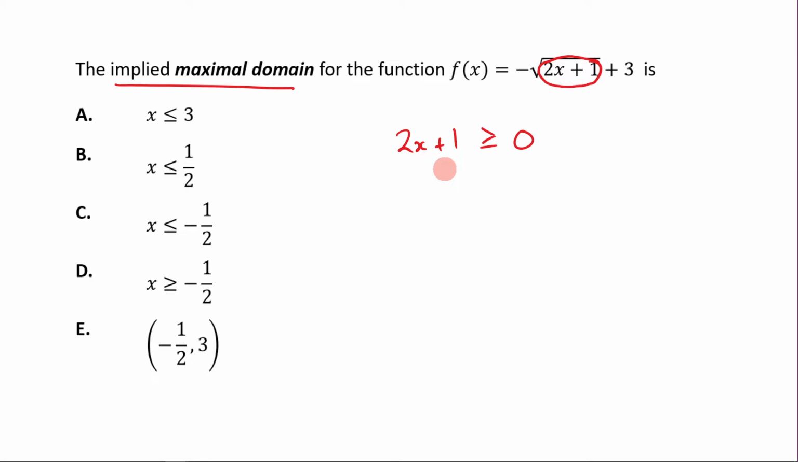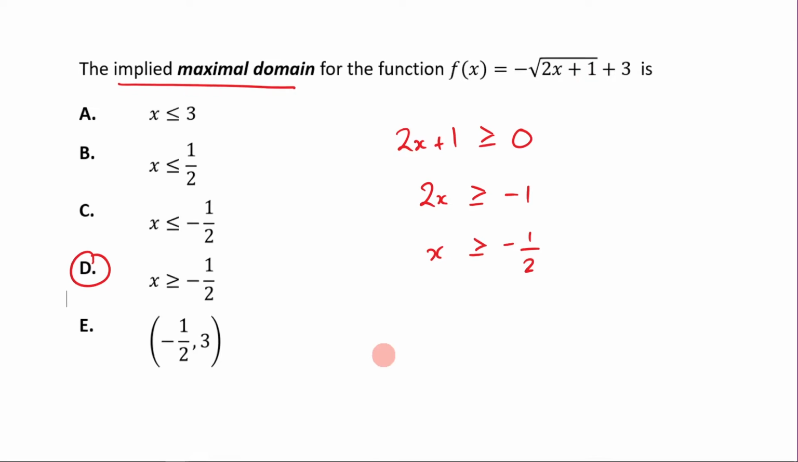So what does x have to be in this case? Well, now it's just a matter of rearranging it to solve for x. That means I'm going to end up with x has to be greater than or equal to -1/2. So that means D is going to be my answer, and we're done. Now, if you wanted to, you could go through this a longer way. I would not recommend it.